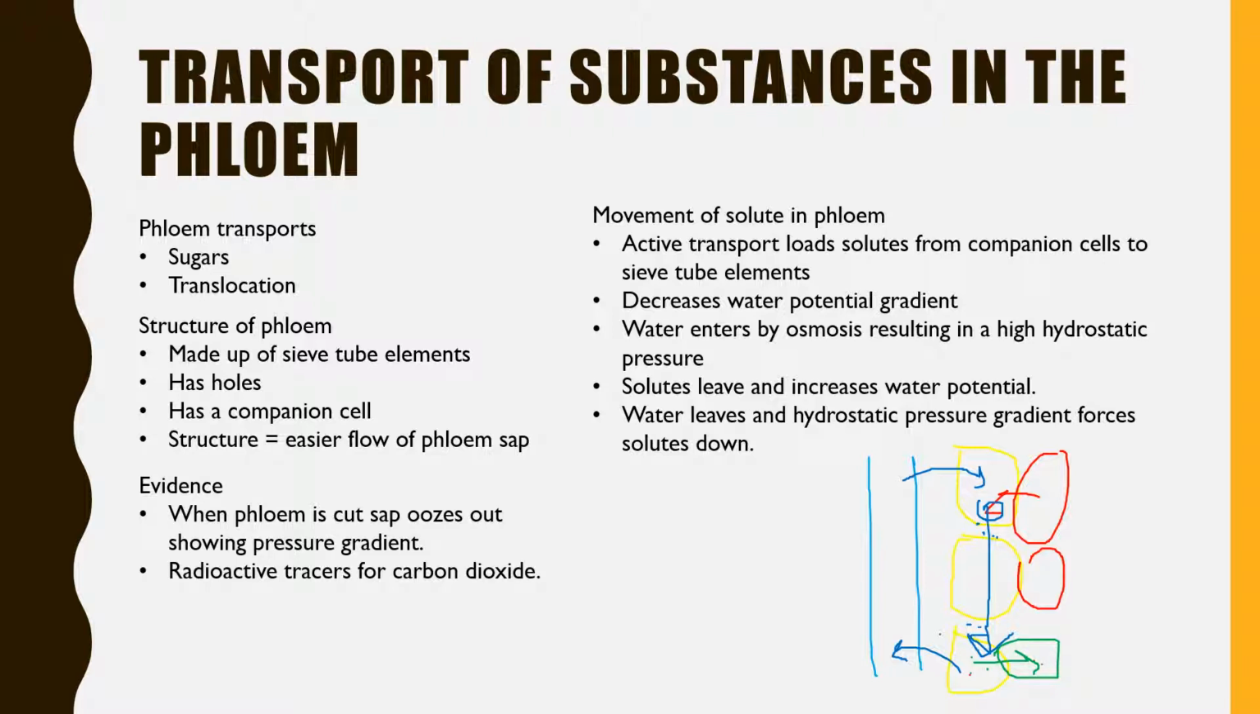And the evidence is basically when the phloem is cut, sap oozes out showing the pressure gradient, or you could add radioactive tracers from carbon dioxide. So once carbon dioxide is added and it photosynthesizes and such, and sucrose is made, which is the sap basically, you can see using a fluorescent screen how much of that radioactive tracer is being used and how it's moved throughout the plant.